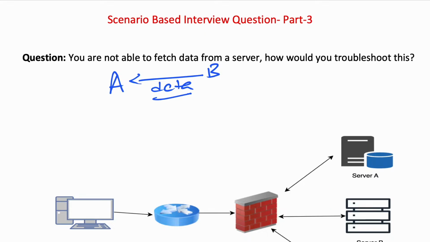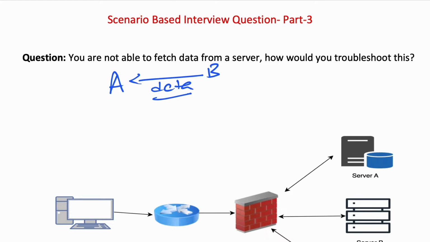Ping or fetch data from A and C, just to see if we can isolate the issue. If all three are under the same firewall rule, ACL, everything, then there could be an issue on the server end itself. Correct? So this is how you isolate the issues.